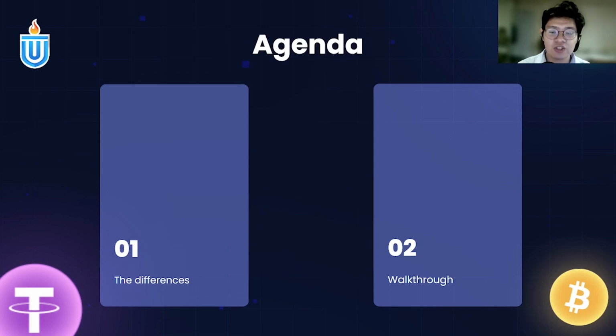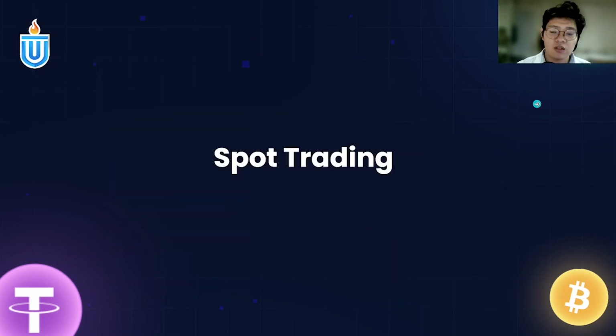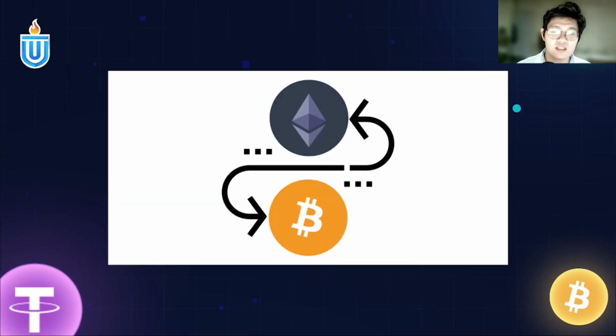So for our agenda today, I'll be discussing the differences between each kind of trade you can make, and I'll walk you through what it would look like if you were to do those trades on the Binance platform. And so for the first one, we'll talk about spot trading. So what is spot trading? In a nutshell, spot trading is where you're buying and owning the actual cryptocurrencies.